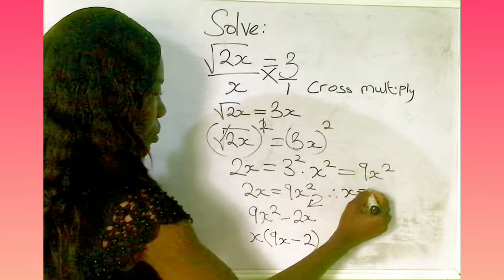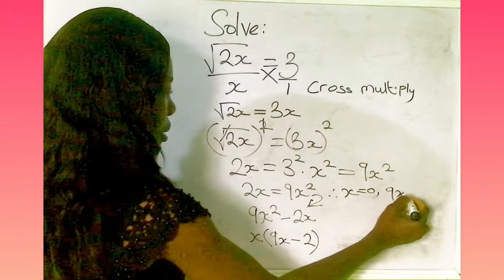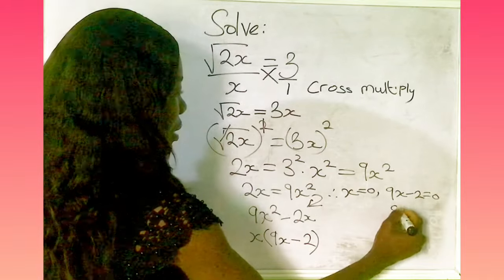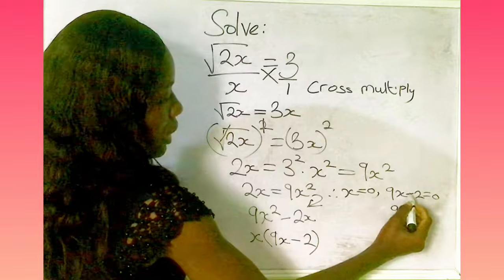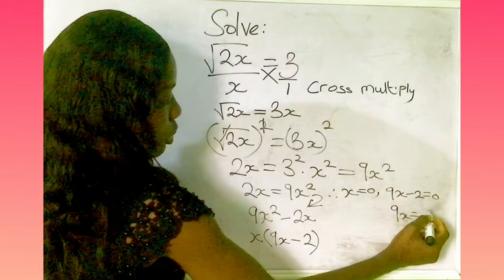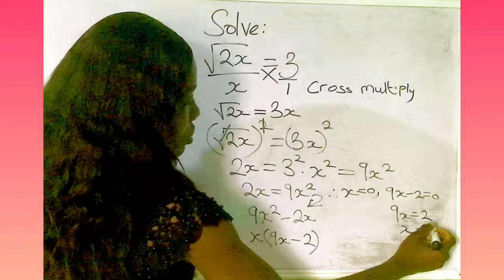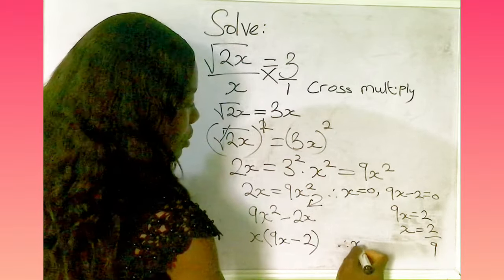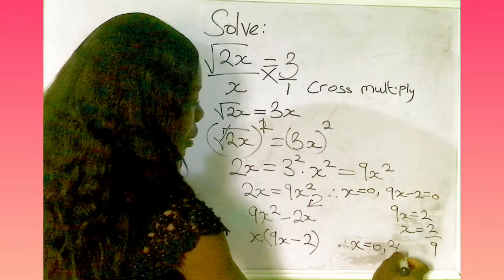x is equal to 0, and 9x minus 2 is also equal to 0. So we can see that 9x is equal to 0 minus 2. When this minus moves here, it becomes plus 2. That's equal to 2. So now x is equal to what? 2 over 9. Therefore, x is equal to 0 or 2 over 9.